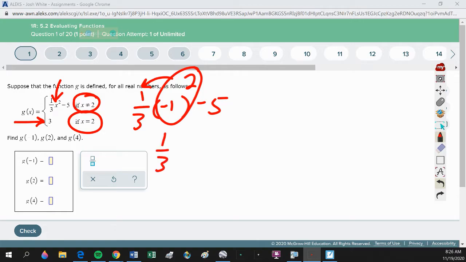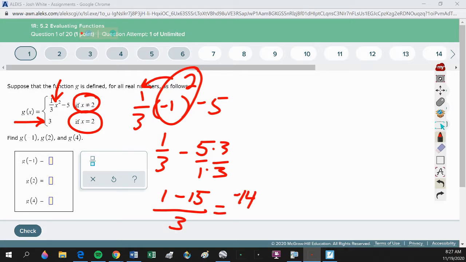is 1/3. How do I subtract 5? Make it into a fraction, 5 over 1. I need a common denominator, 3, so 3 over 3. And I get 1 minus 15 over 3, which is -14 over 3.